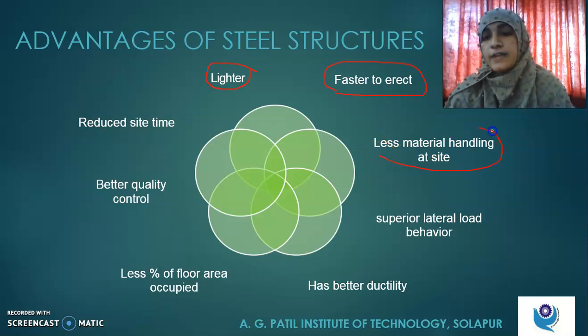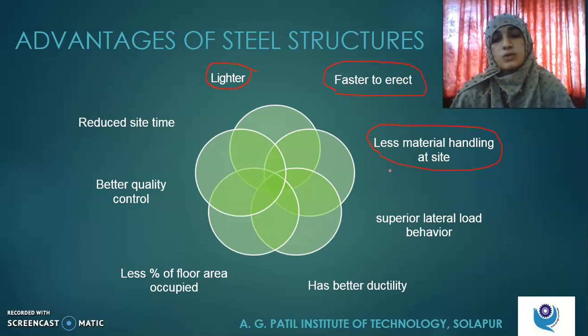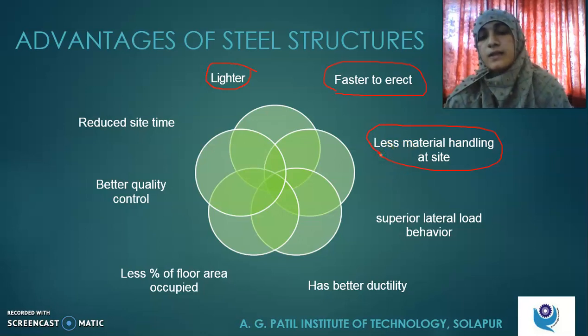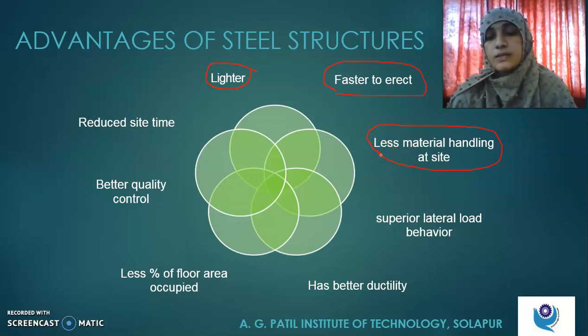The next advantage is less material handling at site. In case of RCC structure, we have to handle aggregate, cement, sand, water, and wastage also occurs. But in case of steel structure, no such materials are handled at site, and wastage will also be less as compared to other structures.